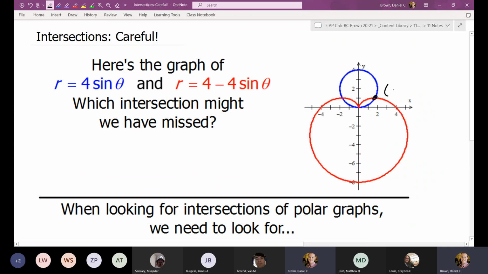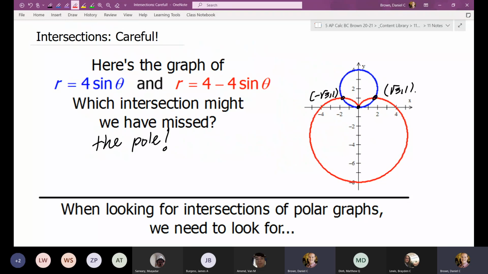I see the two intersection points we found. We found one in the first quadrant at root 3, 1. We found one in the second quadrant at negative root 3, 1. But looking at that graph visually, which intersection point is missing? The pole. The pole. And that's something that happens frequently. The pole is not going to show up often when you set two equations equal to each other. So you will notice that often you have to check to make sure that the graph goes through the pole or doesn't go through the pole.